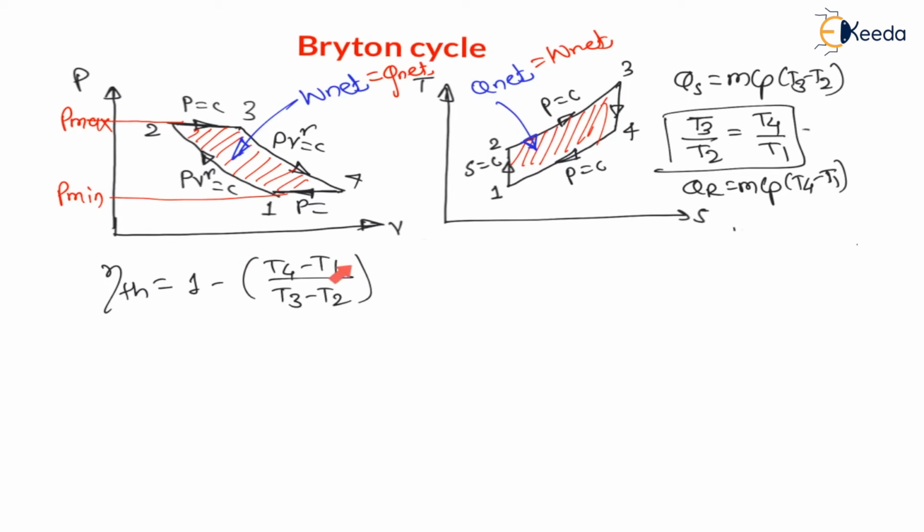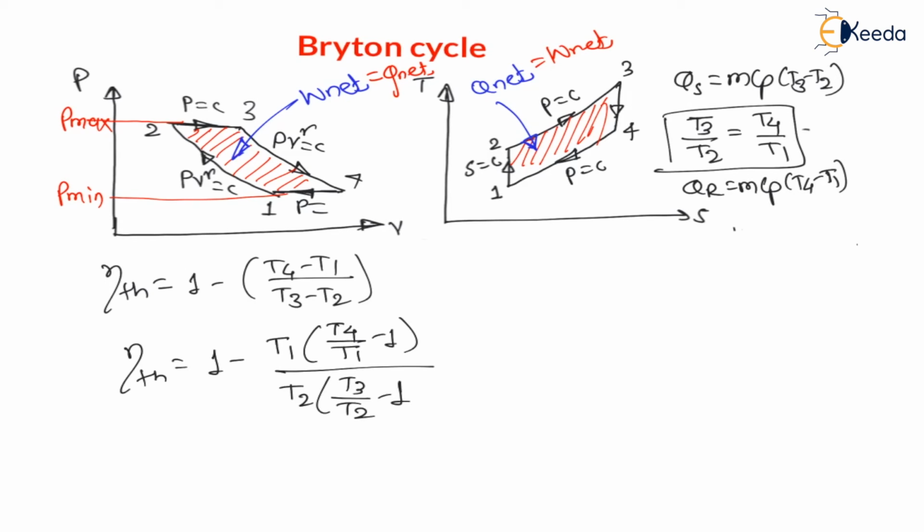If I take T1 common in the numerator and T2 common in the denominator, the formula will become thermal efficiency equal to 1 minus, in the numerator T1 is common, therefore in brackets T4 divided by T1 minus 1, divided by, in the denominator T2 is common, therefore T3 divided by T2 minus 1. This formula you will get. And my dear students, here we have already seen T3 divided by T2 is equal to T4 divided by T1. Therefore, T3 divided by T2 minus 1 is equal to T4 divided by T1 minus 1. Therefore, this factor will get cancelled.